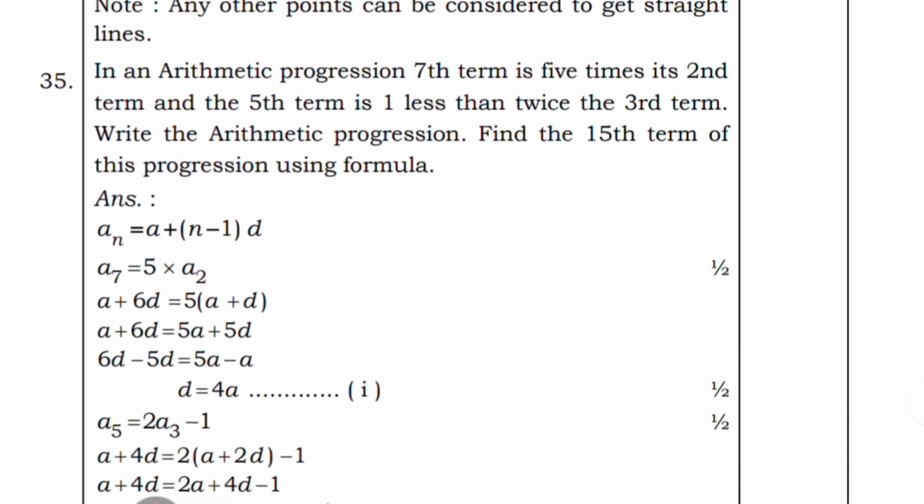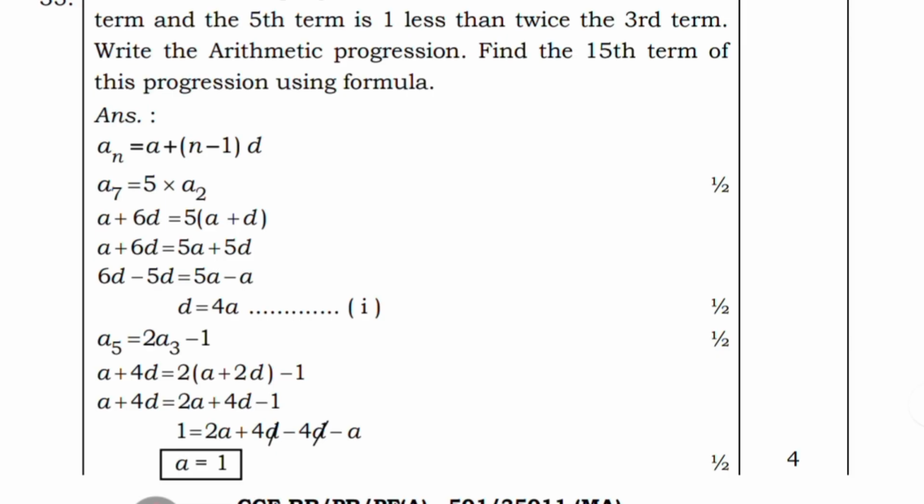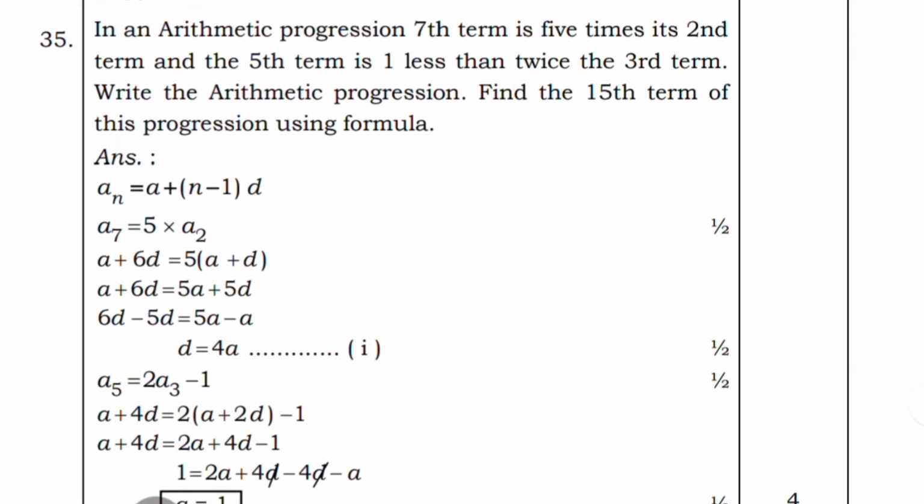In arithmetic progression, the 7th term. It is the arithmetic question. In an arithmetic progression, the 7th term is 5 times the second term, and the fifth term is 1 less than the third term. These are some complex questions. This will be fixed for each year.